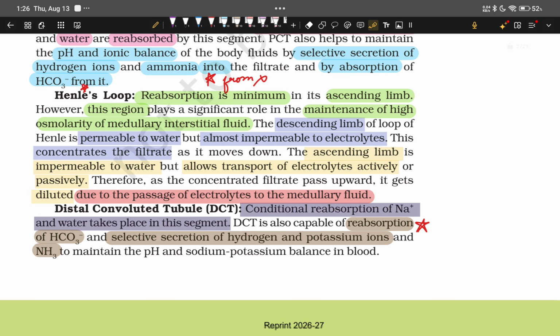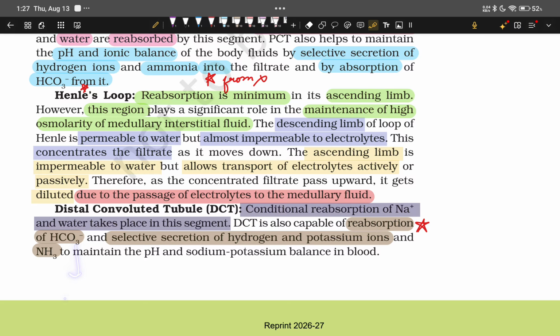So that was about Henle's loop. Talking about the DCT, it plays an important role. Why? Because conditional reabsorption of sodium and water takes place in this segment. The DCT is also capable of reabsorption of HCO3 minus.